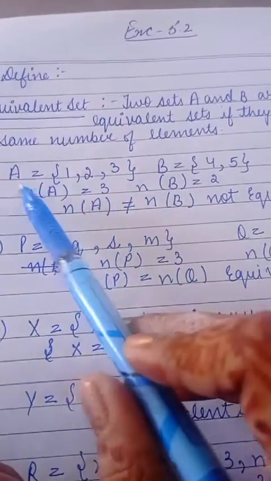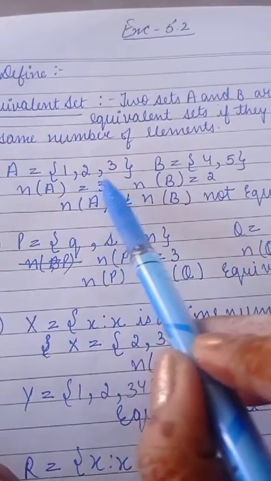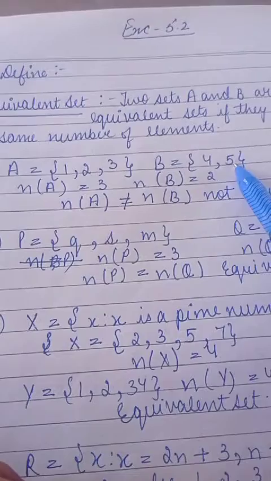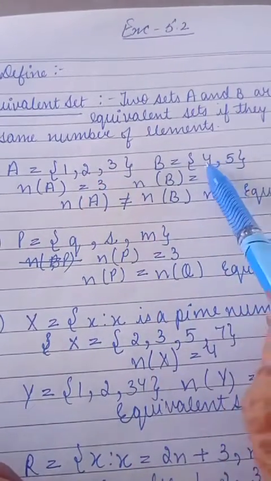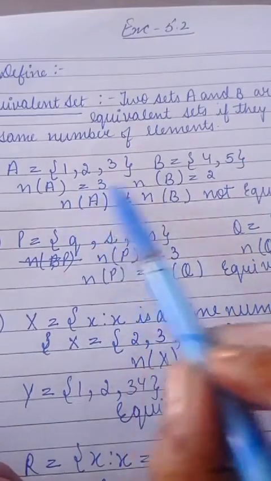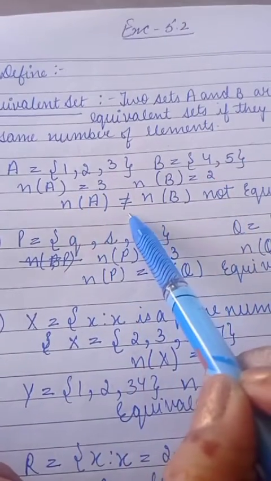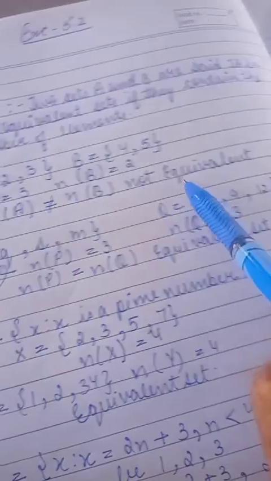Like in the first example, set A is given as 1, 2 and 3, and B is given as 4 and 5. Count the number of elements here. 1, 2, 3. Total 3 are there. Here only 2 elements are there. So their cardinal number is not the same. So they are not equivalent sets.